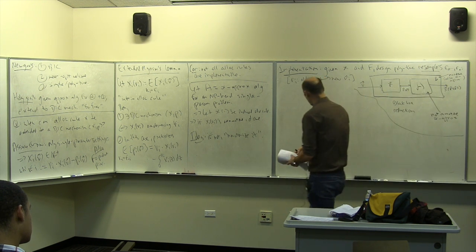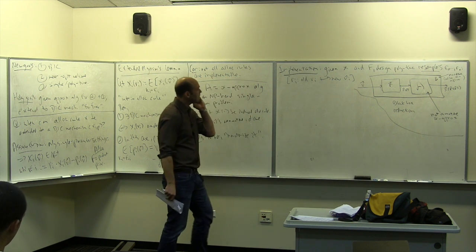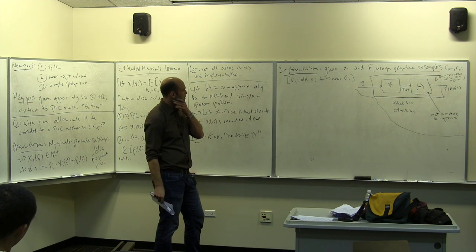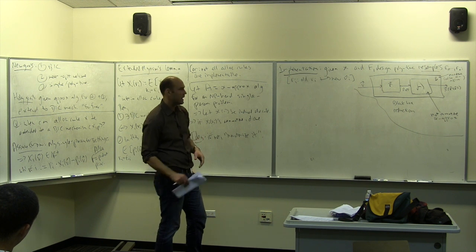All right, so what would be the best case scenario for these resamplers? Okay, what properties would we want them to have?